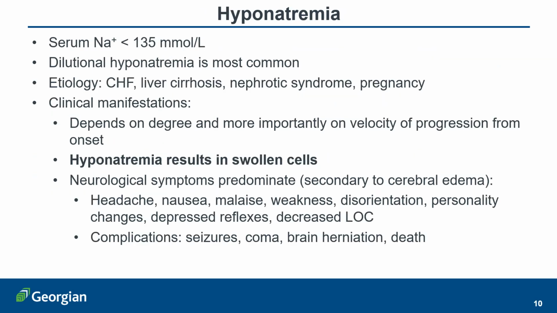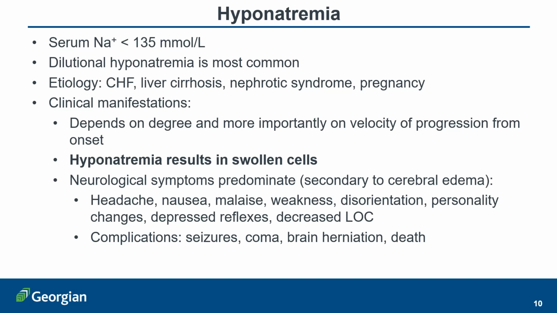Specifically, hyponatremia is when serum sodium concentration is less than 135 millimoles per liter. The normal range of sodium concentration is 135 to 145 millimoles per liter. How can that occur? Well, dilutional hyponatremia is the most common. You've added more water relative to sodium. Relatively speaking, there's more water compared to sodium. So how do you get more water relative to sodium? That's the etiology. So what can cause hyponatremia?